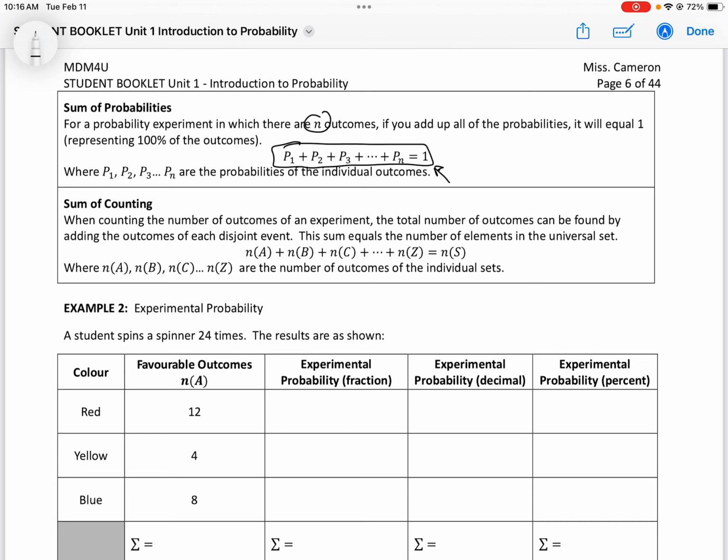Likewise, for the sum of counting, when counting the number of outcomes of an experiment, the total number of outcomes can be found by adding the outcomes of each disjoint set, and we're going to get into this. The sum equals the number of elements in the universal set. So the number of items in set A, plus the number of items in set B, and if we keep adding these, because there's no overlap, that's what disjoint means, it will be the number of items in the universal set. The universal set specifically usually has the notation of a capital S.